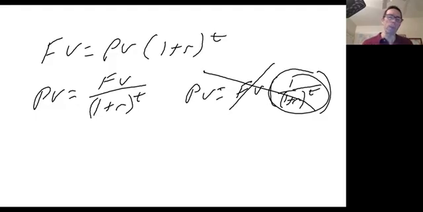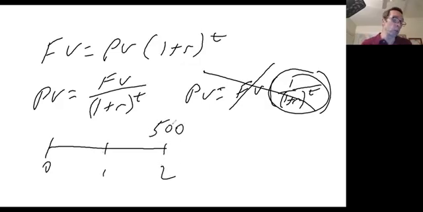Well, let's take an example here. Let's suppose we need to have $500 in 2 years. So here's time 0, which is today. Here's time 1, and here's time 2. So I need $500 in 2 years. And suppose that interest rates are 7% with annual compounding. So it's a 7% annual interest rate with annual compounding.